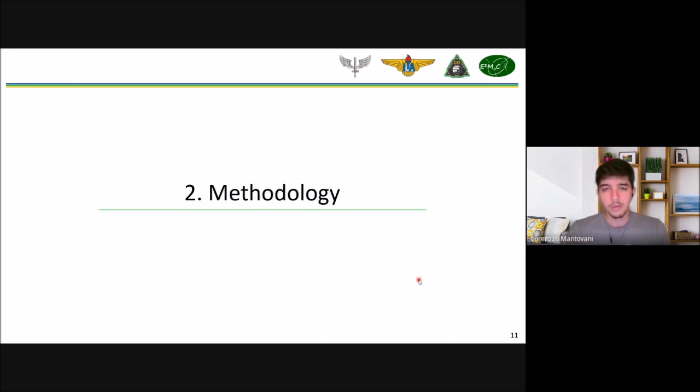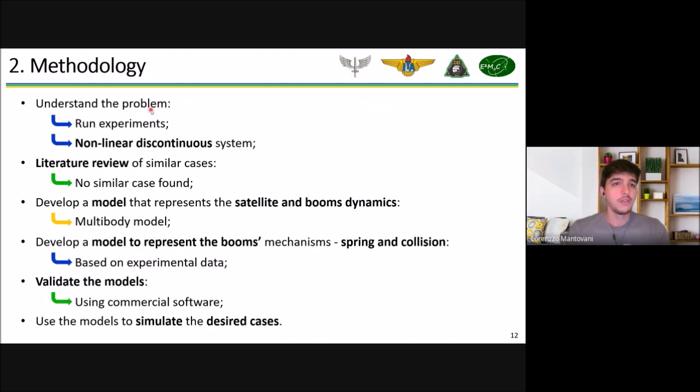Now we'll talk briefly about the methodology we used. First, we tried to understand the problem, so we performed some experiments with SPORT booms, and we saw that it's a nonlinear discontinuous system. The discontinuity is in the collision. When the boom collides with the limiting structure, our dynamics change. So we cannot linearize it, because our point of interest is near that discontinuity. Then we need to deal with the whole complete nonlinear discontinuous system.